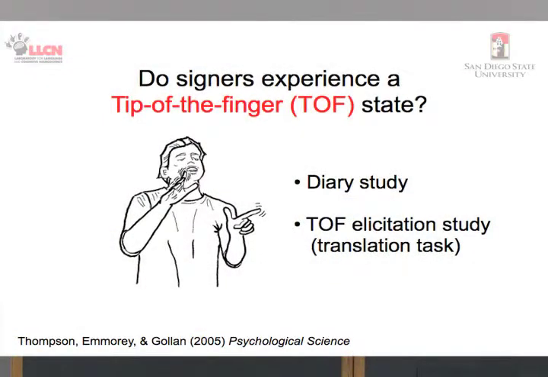And so we conducted two studies. One was simply a diary study, where we just had signers keep track. Did they ever have this feeling of knowing, this feeling that, oh, I know the sign that I want, but I can't retrieve it? And they kept a diary for about a year. We also did a more experimental study where we tried to elicit these tip of the finger states, parallel to the way experimenters have done it with spoken languages, where, a little bit like what I did here with you, we show a picture or a definition and you have to give me the word.